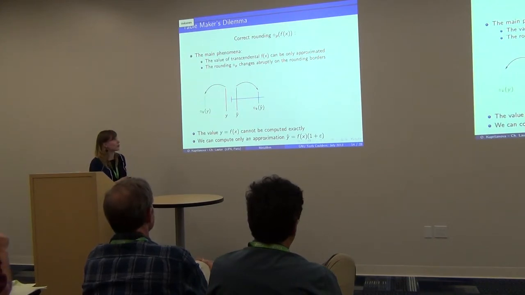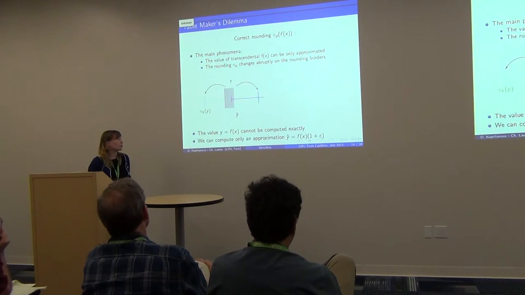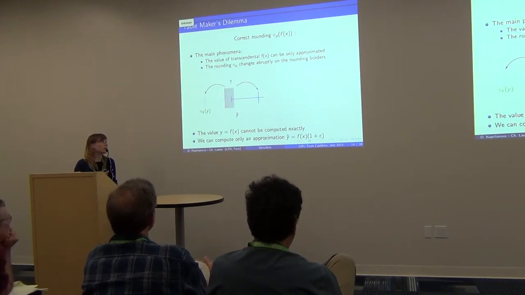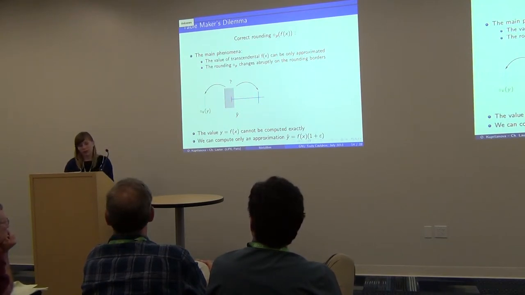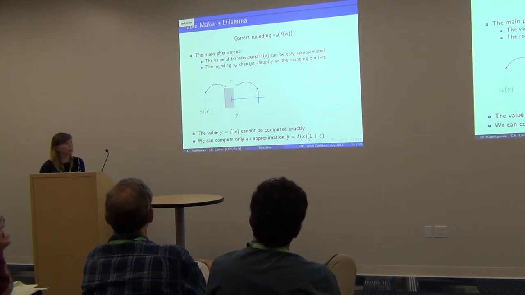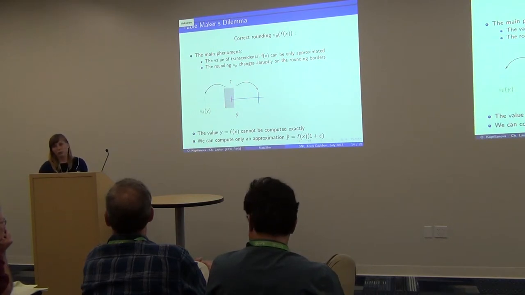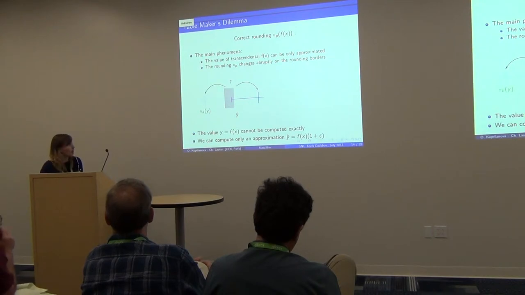We don't actually know this red point y. We know only the interval with y hat and epsilon. And if this interval contains the rounding border, it's called a hard to round case, and we cannot decide where to round. So a possible solution to this problem is to increase the precision in order to reduce the interval size until it doesn't contain the rounding border anymore.